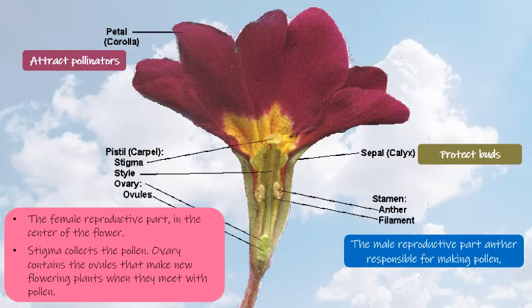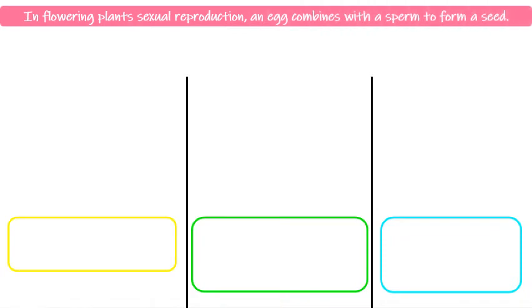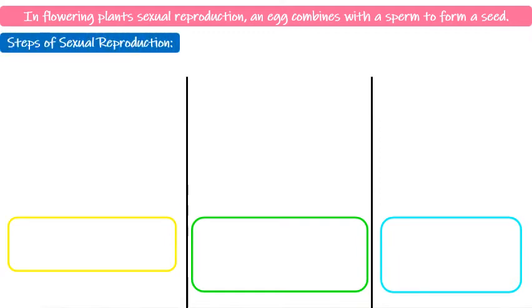How is pollen produced? By the anther of the stamen. The male reproductive part, the anther, makes pollen. Okay, in flowering plants, an egg, which is the ovule found in the ovary like we saw in the previous slide, must meet a sperm, a male cell, to form a seed. How does this happen? Actually, this happens in 3 steps.